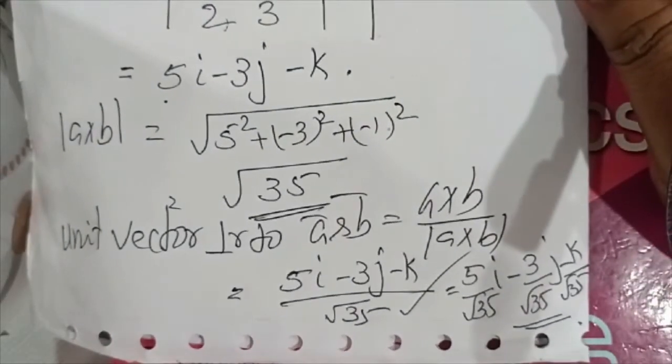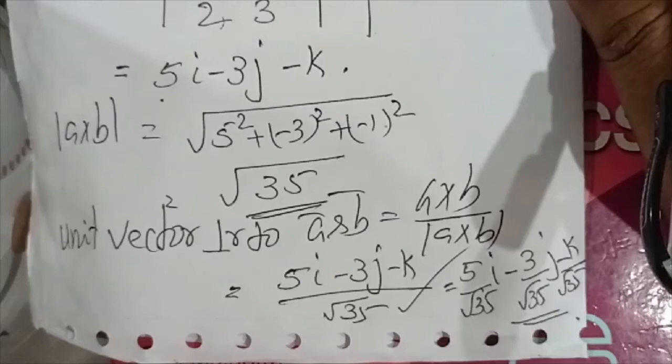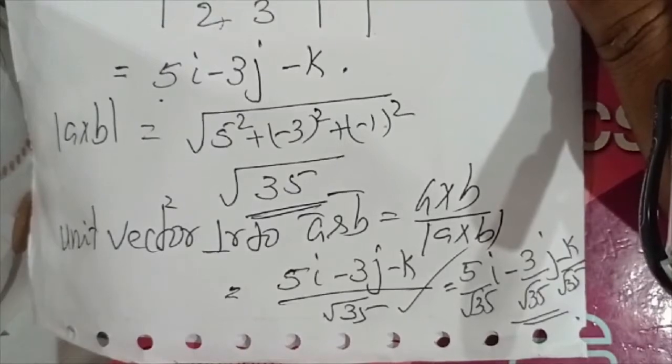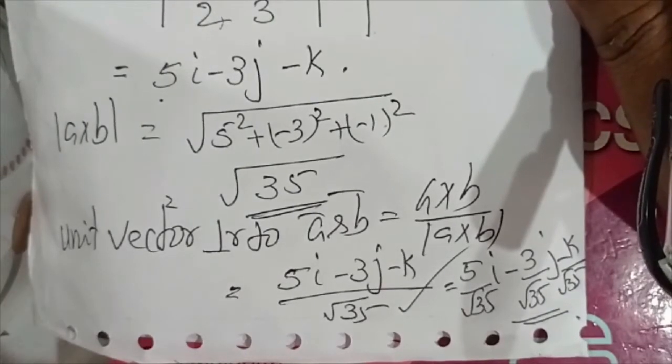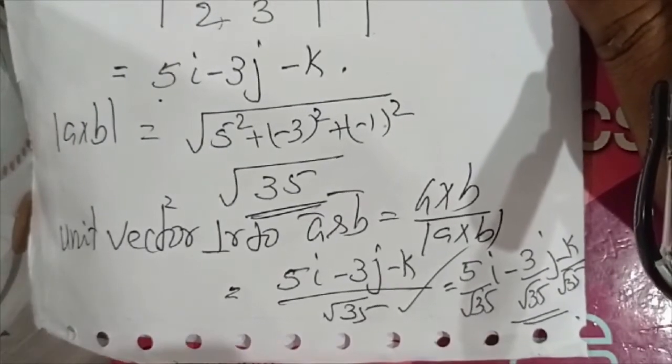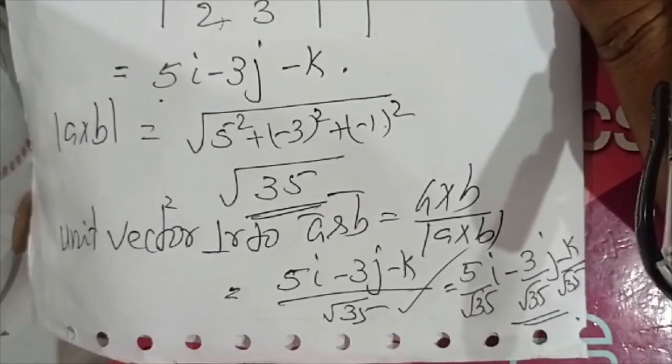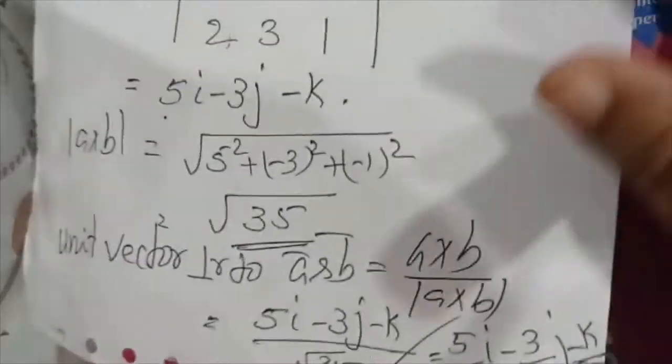Finished? Very important. Take your textbook and do the problems from the exercise. I just explained all this. The unit vector perpendicular to A and B is A cross B by mod A cross B. You know how to find A cross B, then mod A cross B, then the answer is A cross B by mod A cross B. Okay, then the next question.